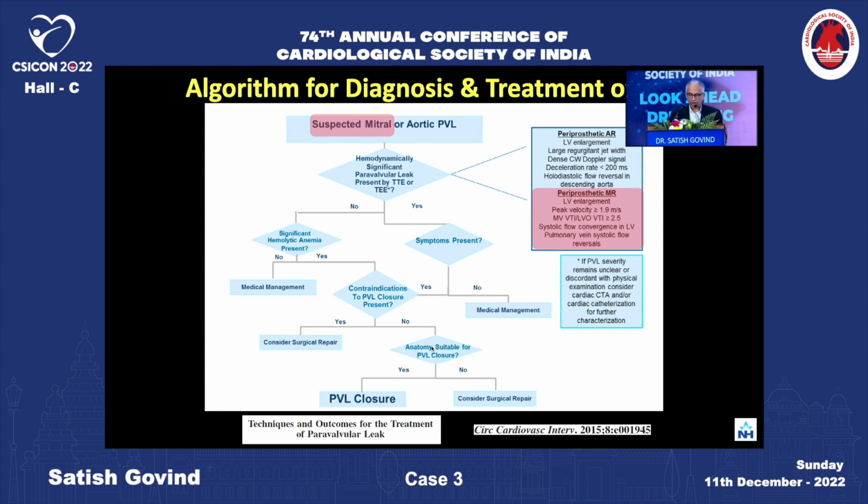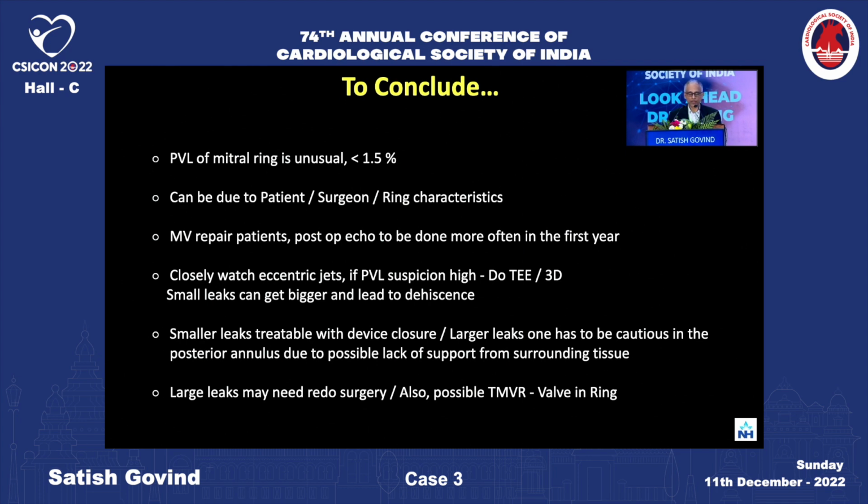Next is just a simple message here. So this is my final slide. It's all about the paravalvular leak in a patient with a mitral ring. It is unusual, less than 1.5% reported. And it can be broadly classified as being caused by the patient itself, that means the nature of the disease and the quality of the tissue over there, and then it can be due to surgeon technical issues, or it can be the ring itself which is going to cause the problem.